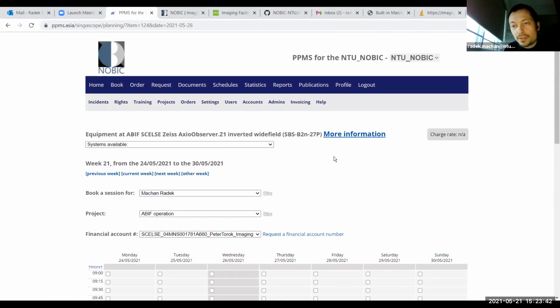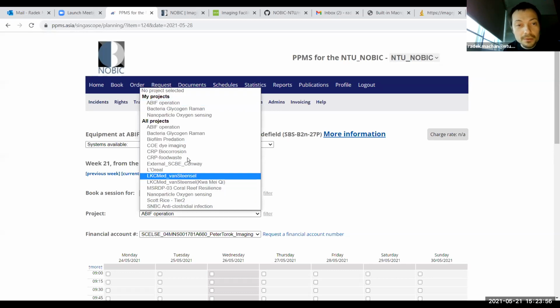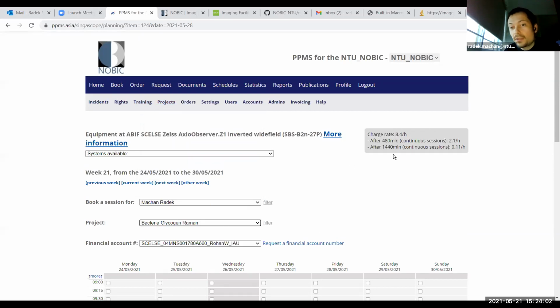So in the booking system, you can see, oh yeah, one more thing here: the charge rate is NA because I am logged in with my project. So I'll change my project. And now this is what most of you will see, the per hour rate of the instrument. For this particular wide field microscope, it's 8.4 Singapore dollars per hour.